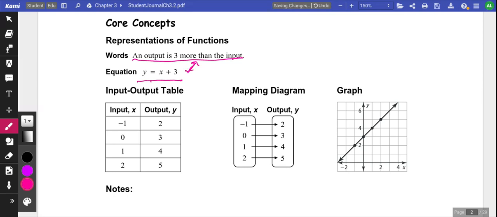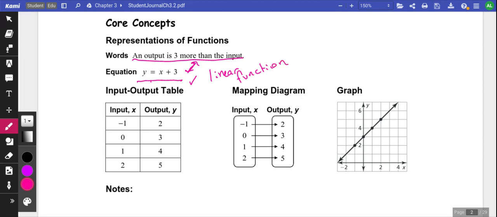So I could ask you, is this going to be a linear equation or a linear function? Remember that rule. I don't have any exponents. x is not squared, y is not squared, nothing's the square root. I don't have x times y, they're all separate terms. All of those things tell me this is a linear function.